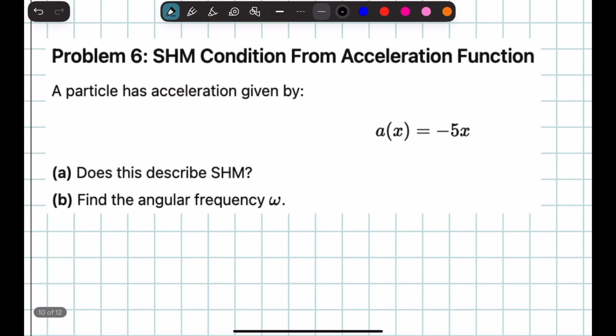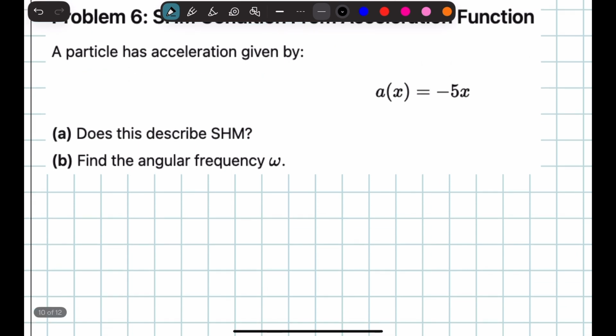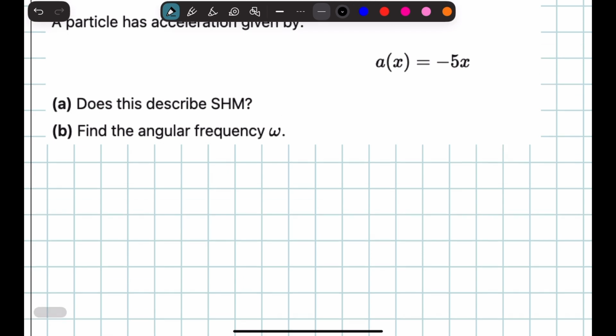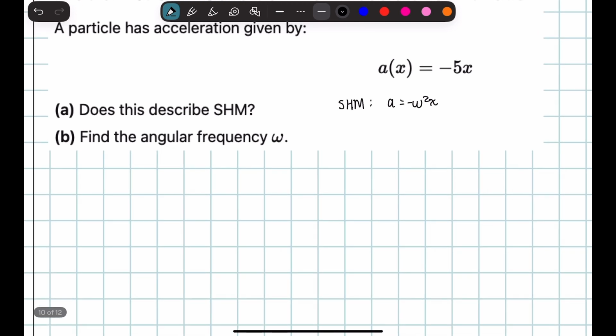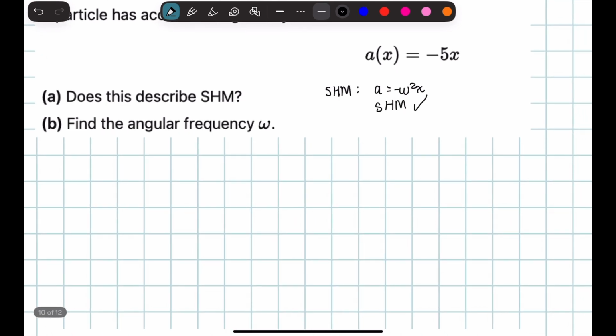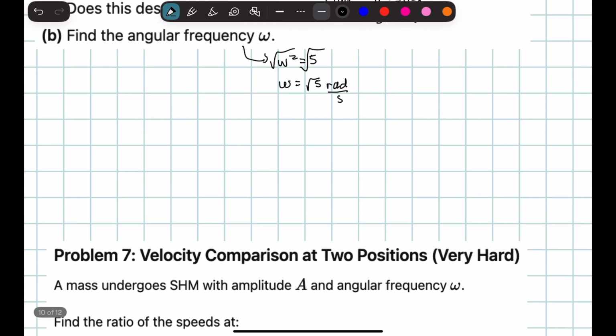So a particle has acceleration given by a of x is equal to negative 5x. Does this describe simple harmonic motion? So simple harmonic motion is going to be a is equal to negative omega squared times x. And yes, that is simple harmonic motion. And now we have to identify the angular frequency. So omega squared is equal to 5, so omega is just equal to the root of 5. And then omega is going to be in radians per second.